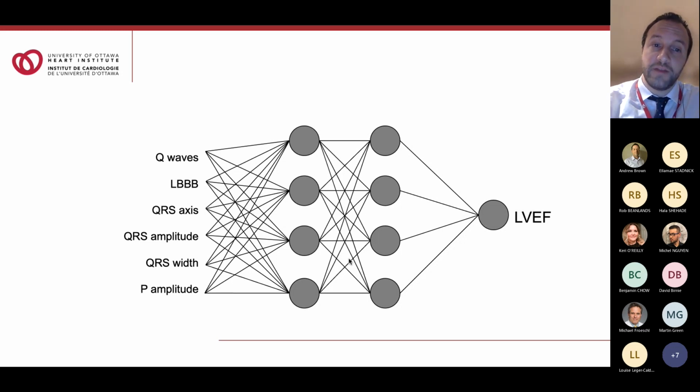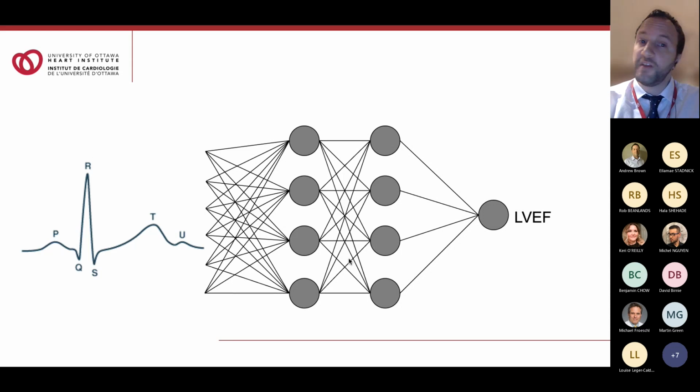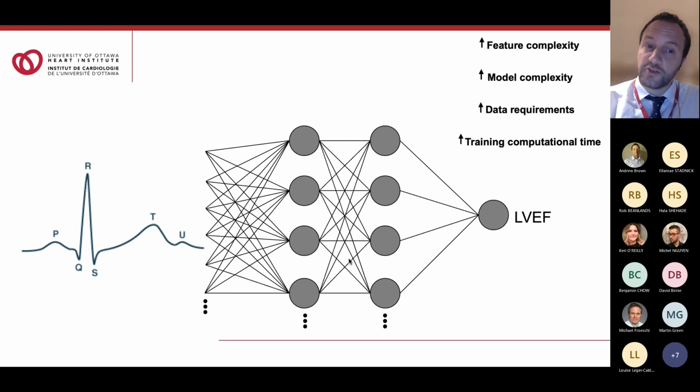Now, if we want to go a step even further, instead of feeding in the data of the ECG that has been extracted from the signal, we can feed the signal itself into our neural network. And of course, this would lead to more feature complexity. So we would need to have a lot more input nodes into our neural network. The model will need to be much more complex to take in that kind of data. We'd have to have a lot more examples, samples of data to train the neural network, and this would take a lot more time to train the neural network.